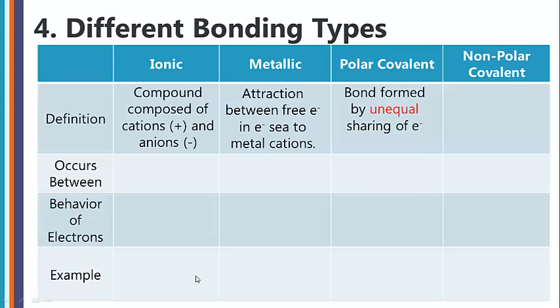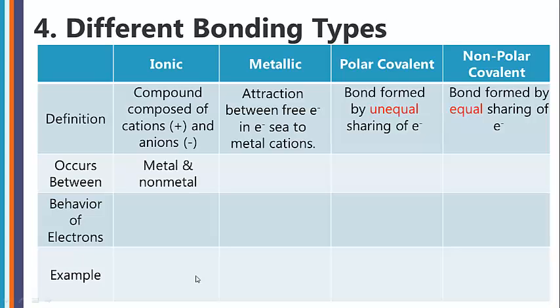So in polar covalent, that's where the electrons are being shared, but they're being shared unequally. So one atom is pulling harder on those shared electrons, resulting in a region of positive charge and a region of negative charge, which is polar. Nonpolar is where we share, but we share equally. So there's no difference in charge. We have equal sharing of electrons all across.